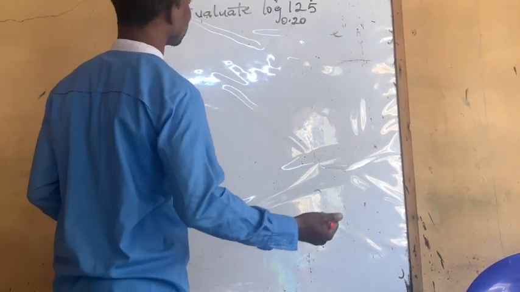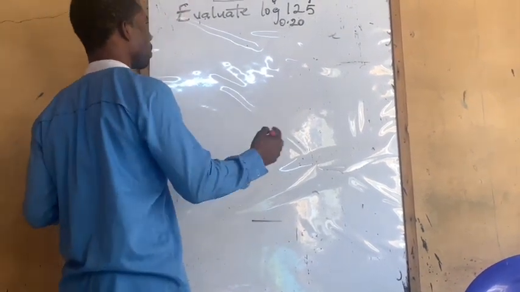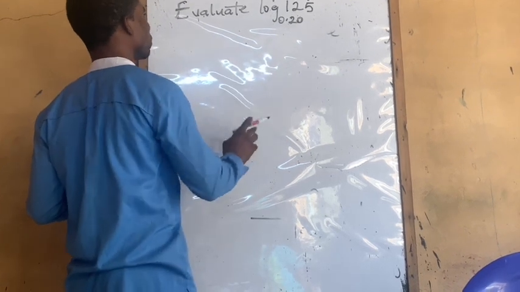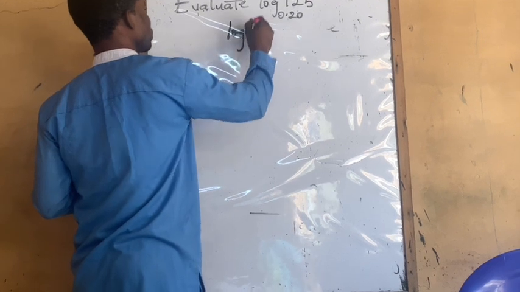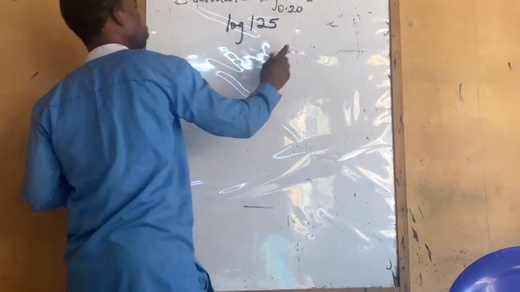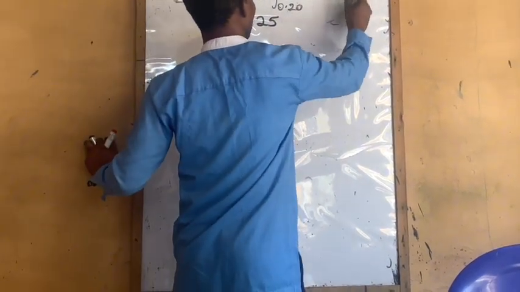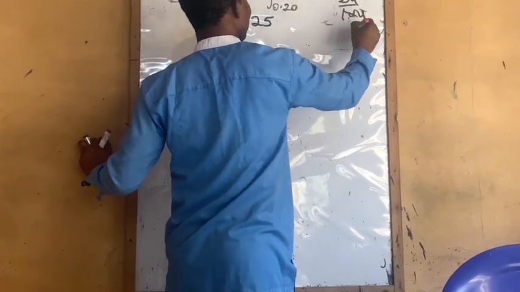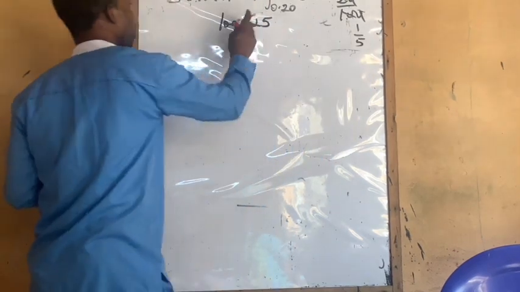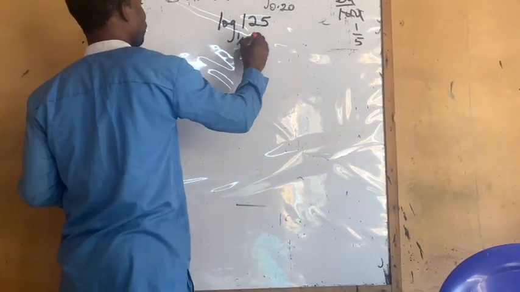Now, if you want to use change of base, how do you do it? Firstly, before you do change of base, let's turn this decimal to a fraction. That means log 125. You know, 0.20 is always the same thing as 20 over 100. Why? The 0 cancels 0, 2 here becomes 1, 2 here becomes 5. That is 1 over 5. That means this is log 125 base 1 over 5.